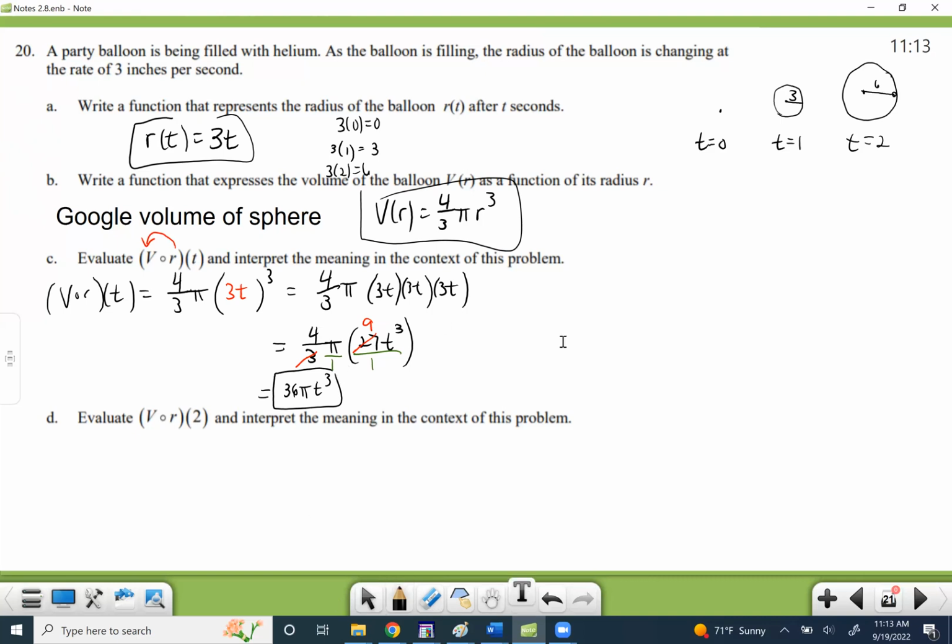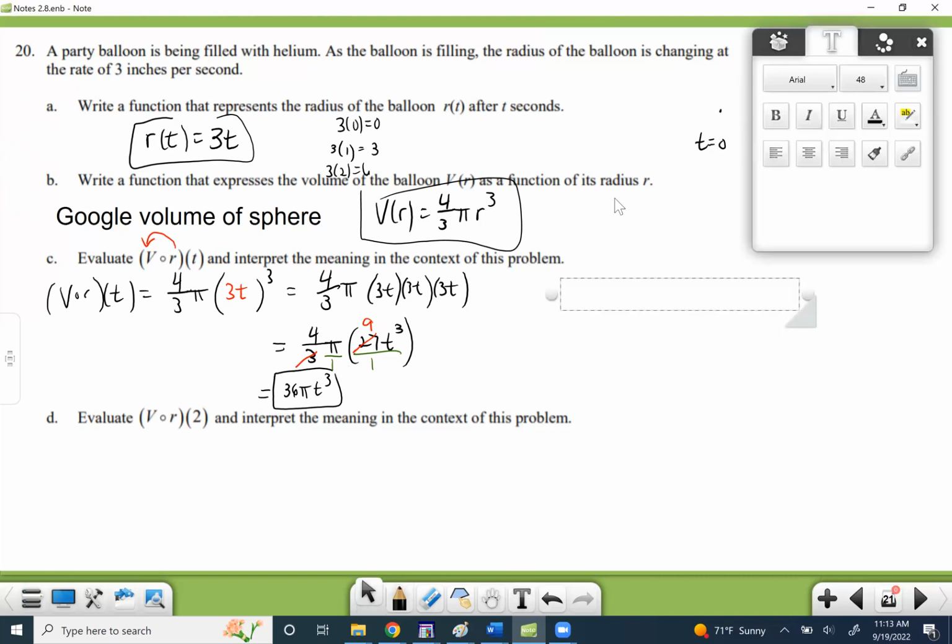All right, so it says interpret the meaning in the context of this problem. Well, this would be the volume as a function of time instead of as a function of radius. If you look up here on part B, this is our volume as a function of r.